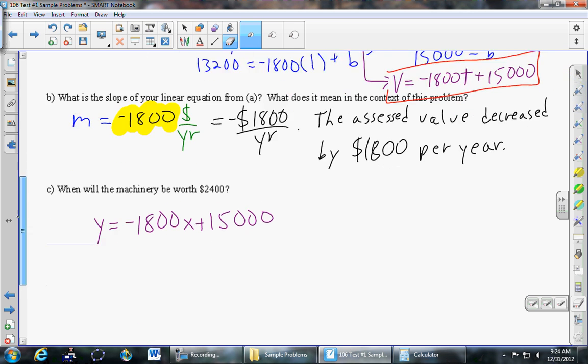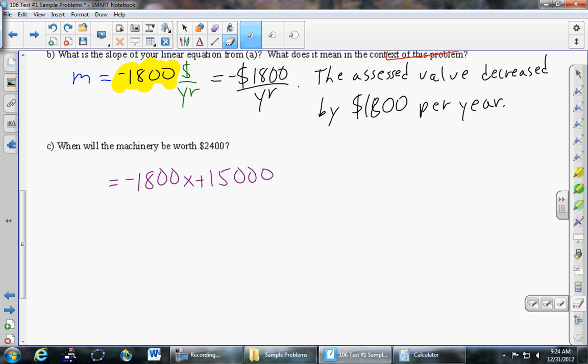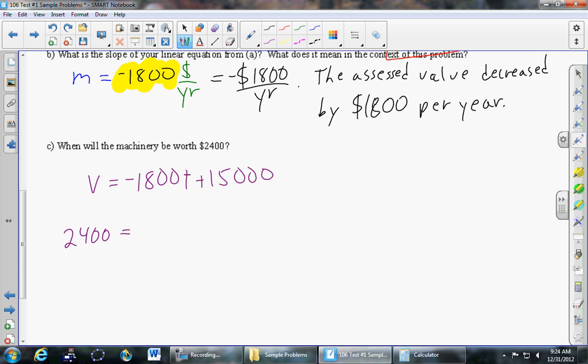I think using the right letters, well, number one, that's what the problem said to do. So technically I had the wrong answer with x's and y's. But using the right letters is going to help us understand what to do with this 2,400. So when will the machinery be worth $2,400? Well, is 2,400 the V or the T? Is it a value or is it a time? Clearly it's a value, so we just substitute. Instead of V, we put 2,400. Everything else gets copied.